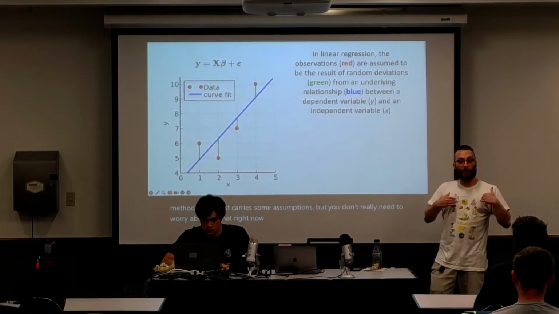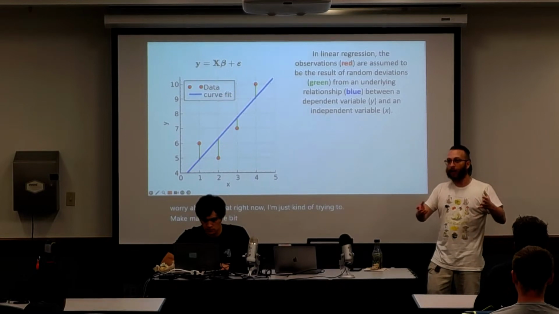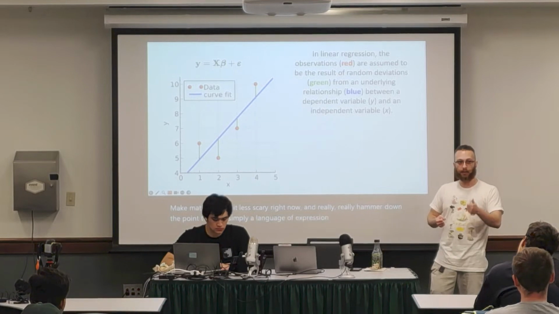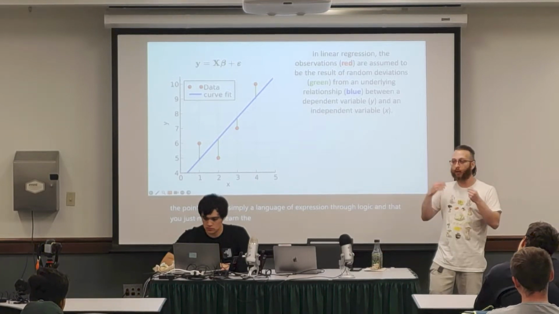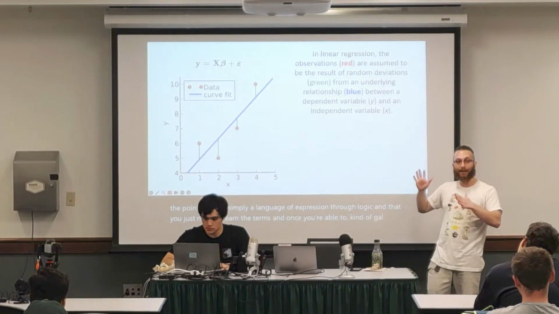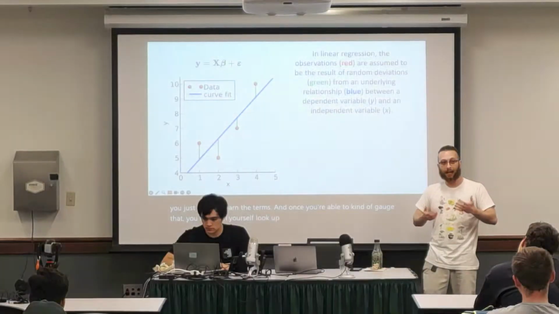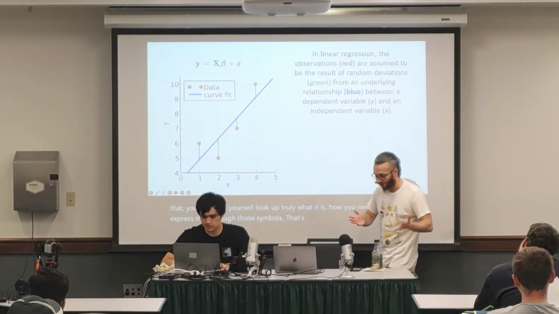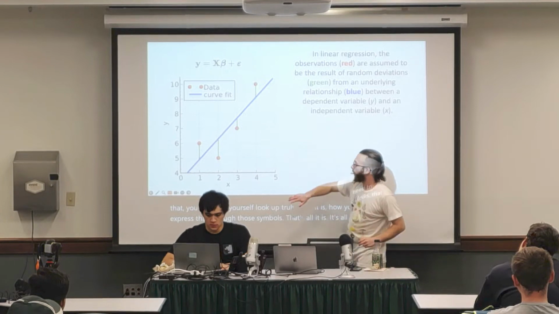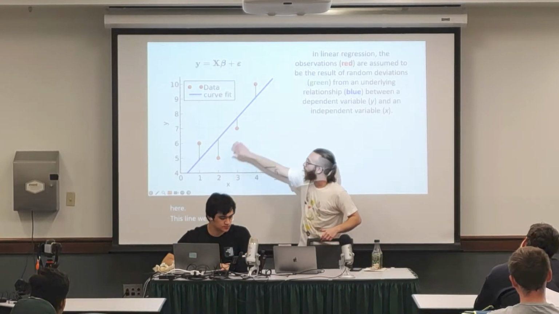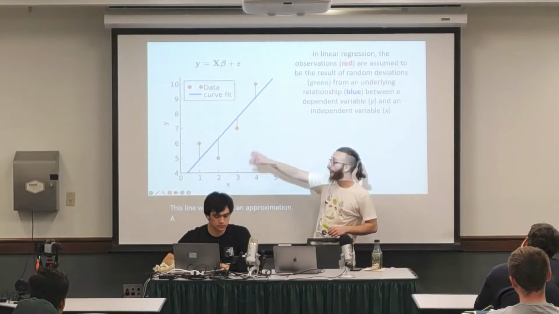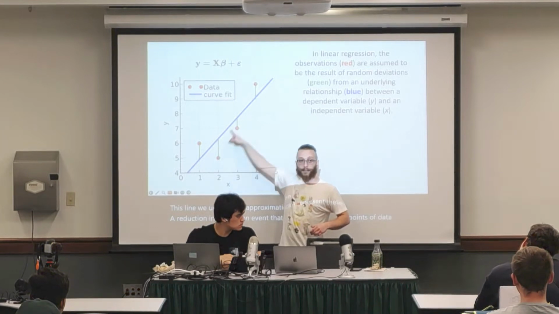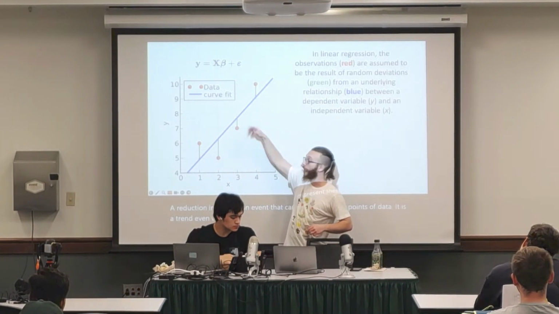I'm just trying to make math a little bit less scary right now and really hammer down the point that it is simply a language of expression through logic, and that you just need to learn the terms. And once you're able to gauge that, you can then look up truly how you need to express that through those symbols. That's all it is, folks. Here, this line, we use it as an approximation, a reduction in dimension even, that can represent these points of data. It is a trend even. We see it trends positive, whatever this data set is.